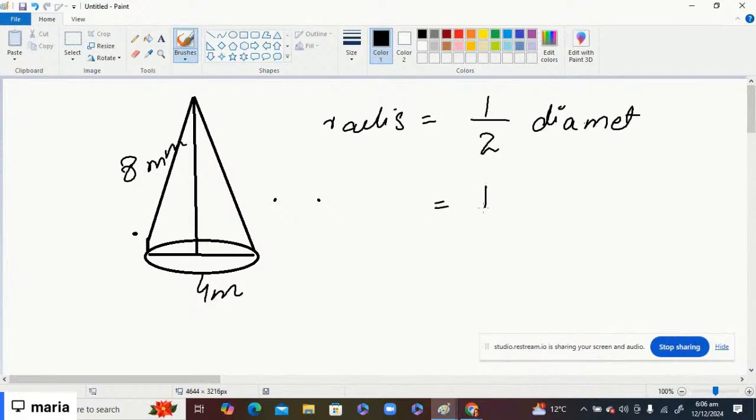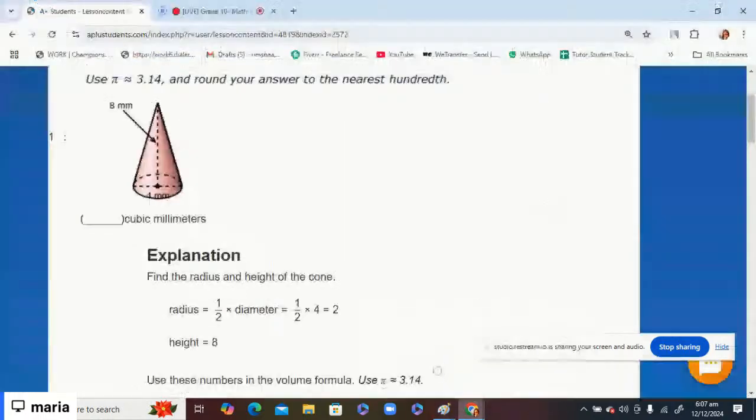So 1 by 2, and what is the diameter? Sorry, diameter is 4 here. So how much is the radius? This is 2. And how much is the height? That is 8 millimeter. These two things are given. We are going to find the volume.